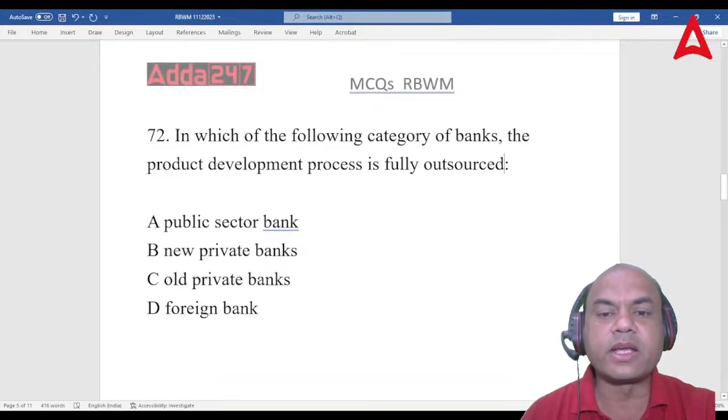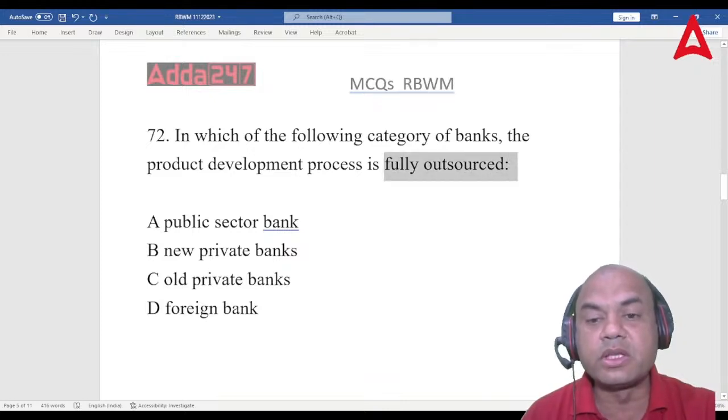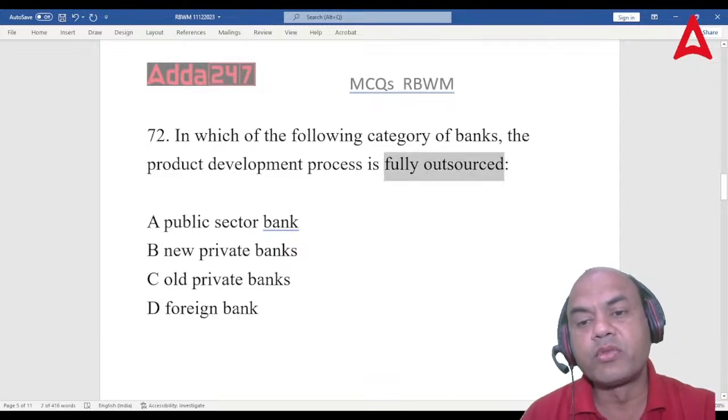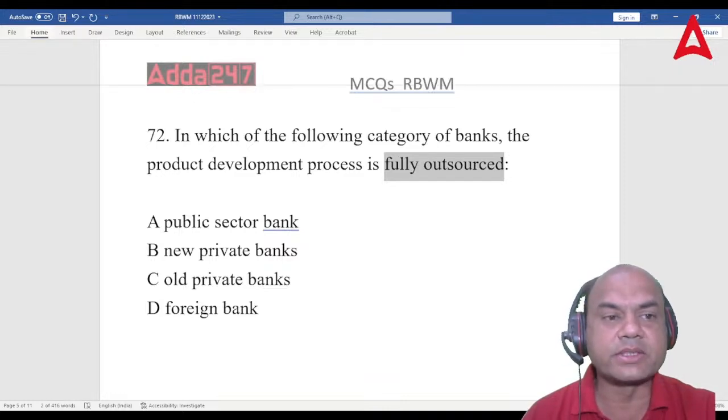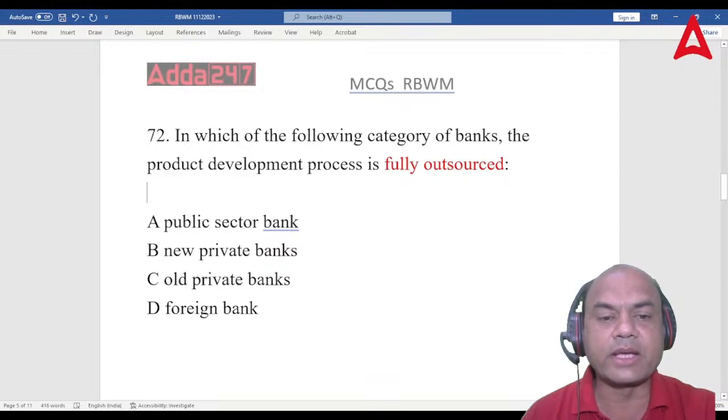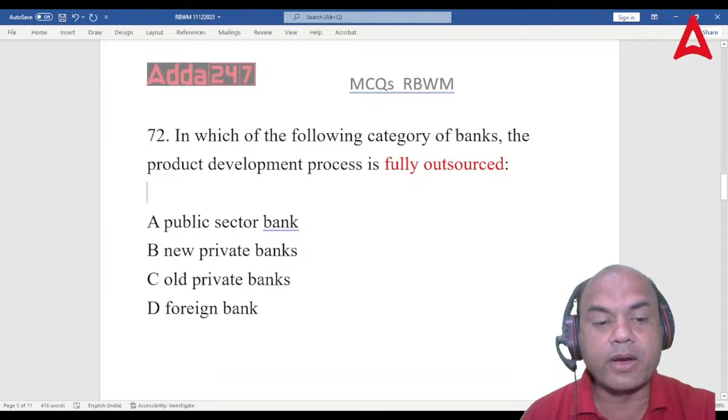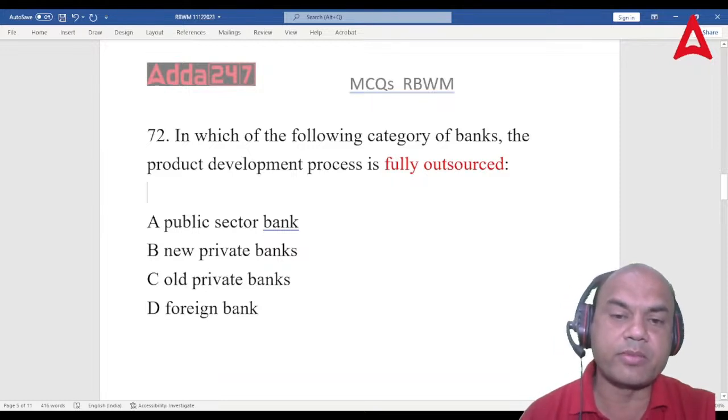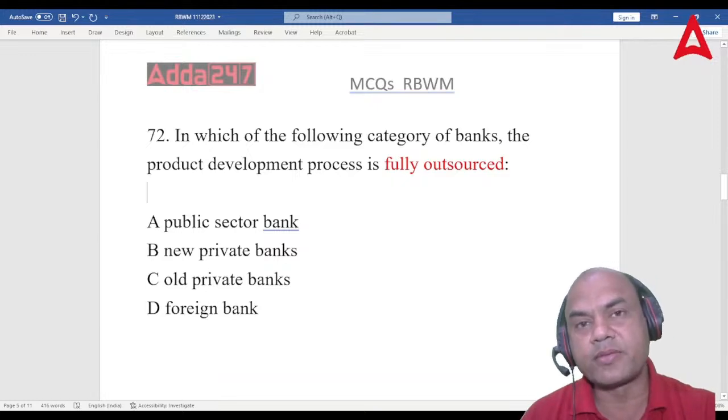In which of the following category of banks is the product development process fully outsourced? Fully outsourced in which category of banks? Now think about it, everyone. Public sector, new private, old private, and foreign banks. Firstly, tell me what is a public sector bank?